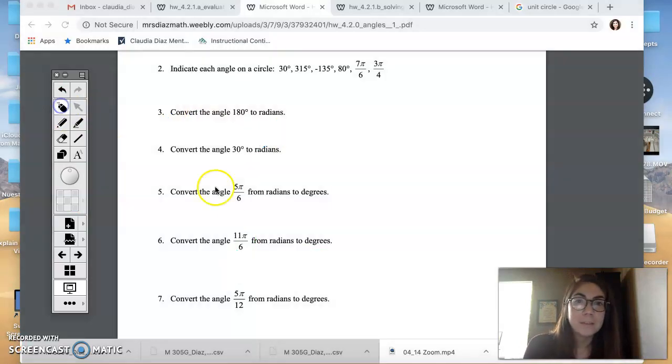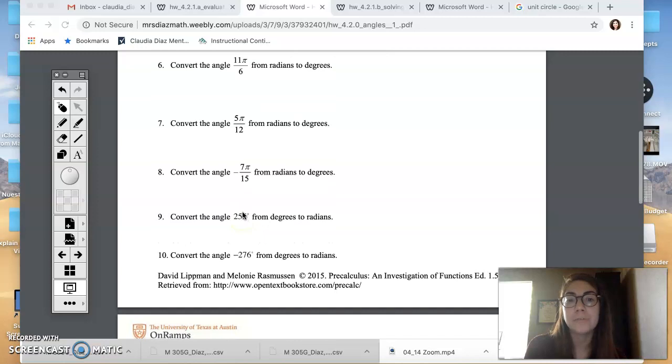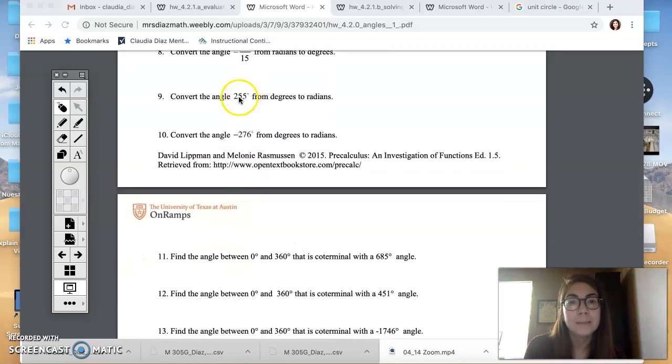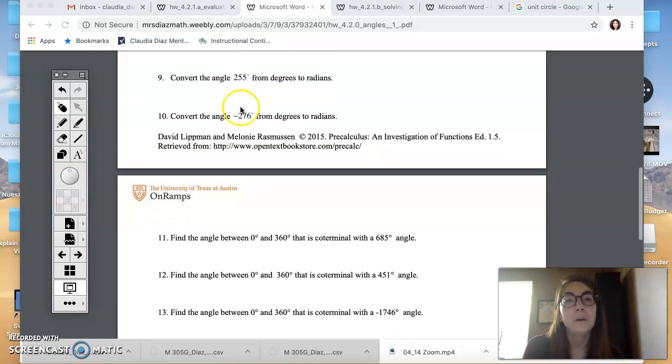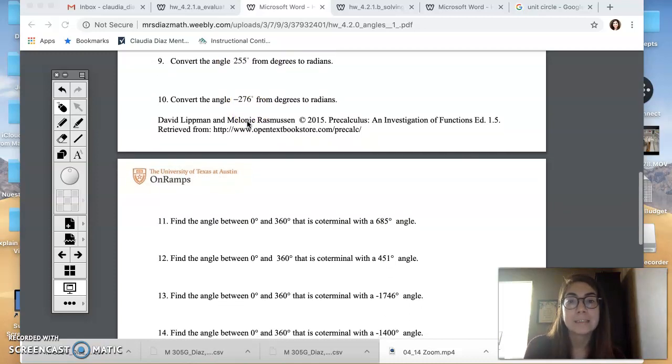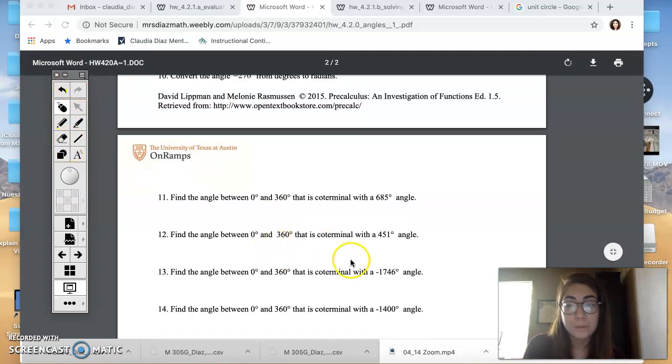Let's see what else is on this page. I think it's just converting. You're going to see some angles that are not on the unit circle, like 255 or negative 276. But if you do any of these, we're still using the same formula.